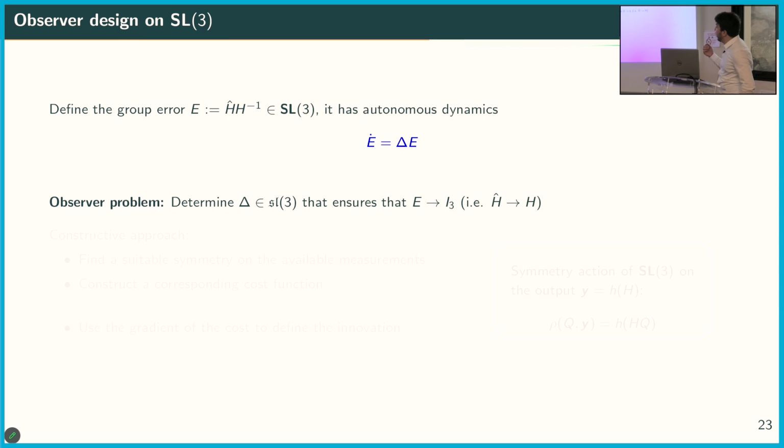By evaluating the dynamics of this error, we can find that it's actually autonomous, meaning that if this delta goes to 0, then the error does not evolve. And the idea is we want to design this delta such that our E goes to the identity, which means that our estimate H hat goes to the true homography H. So how can we design this delta?